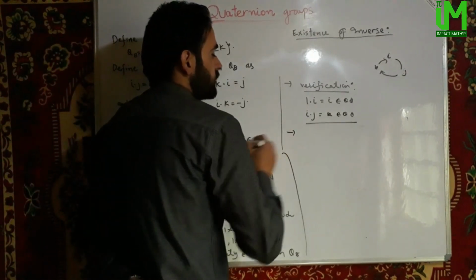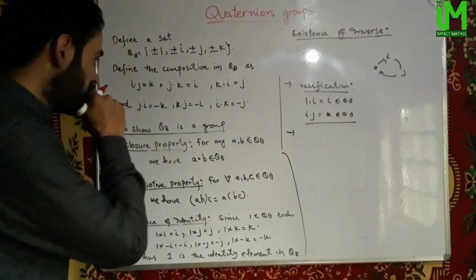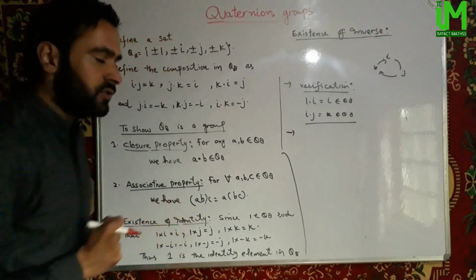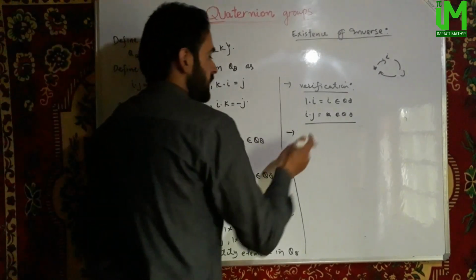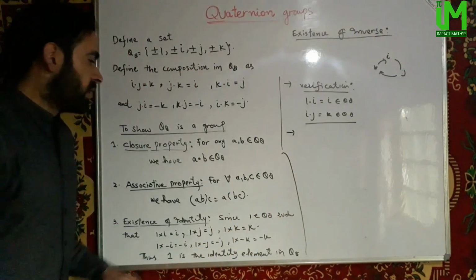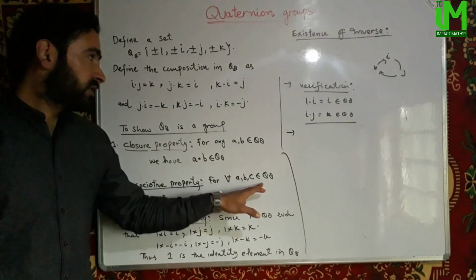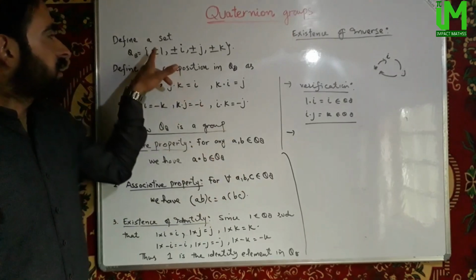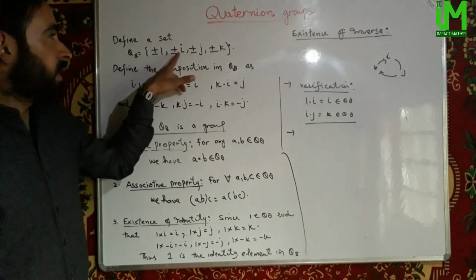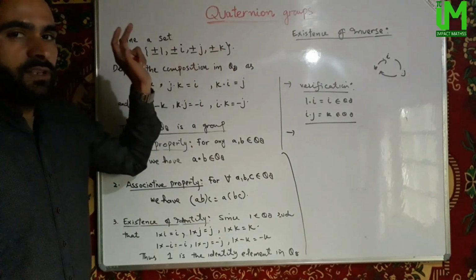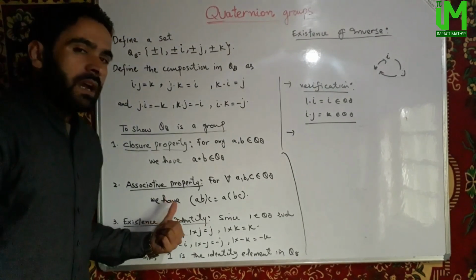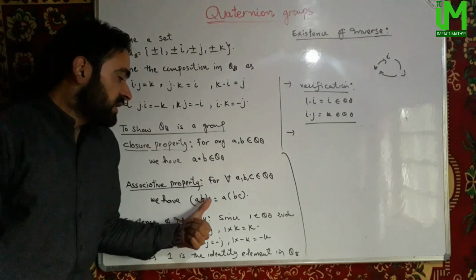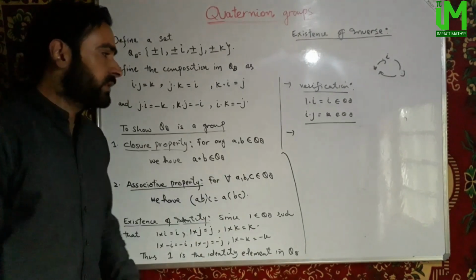Now moving on to the associative property. In order to verify the associative property, we can take any three elements a, b and c in Q8, where a, b, c are among plus minus 1, plus minus i, plus minus j and plus minus k. We can take any three elements among these. Now we simply have to show (a.b).c is the same as a.(b.c).